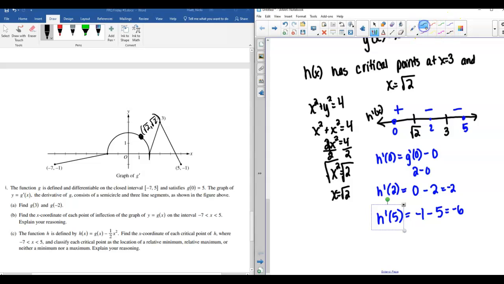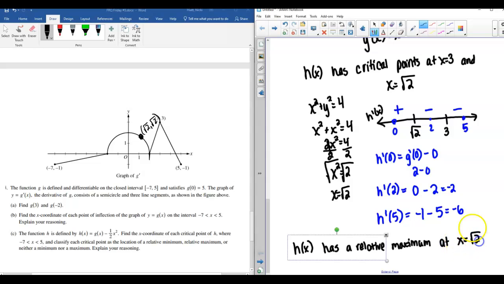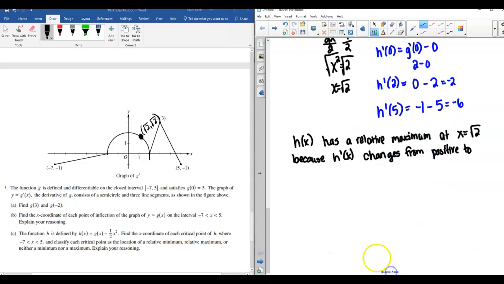We would say then that h of x has a relative maximum at x equals square root of 2 because h prime of x changes from positive to negative.